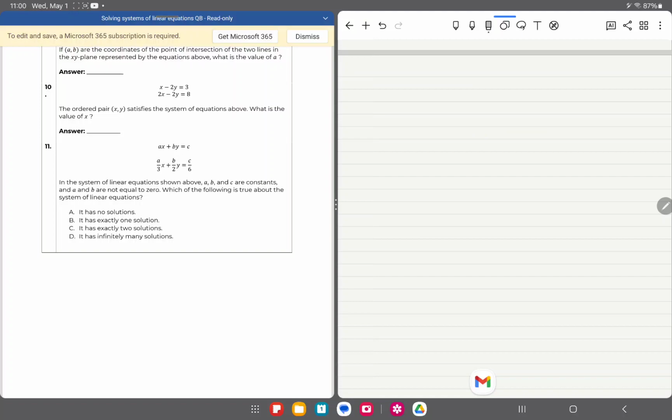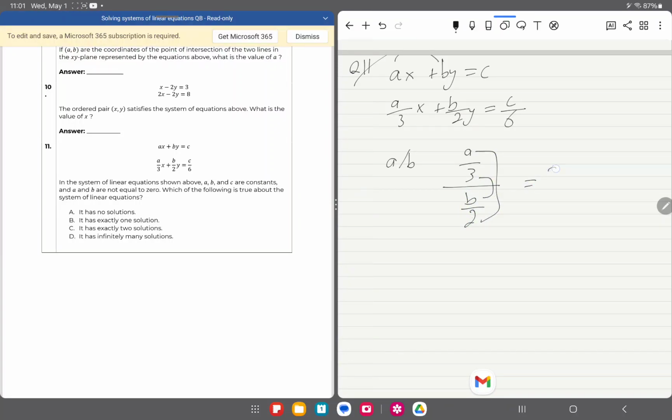Let us take some examples. Let us look at this one, question 11: ax plus by is equal to c, and a over 3 x plus b over 2 y is equal to c over 6. The ratio of the coefficients is a over b versus a over 3 over b over 2, which is 2a over 3b. This one is not the same as this one, so if they're not the same, I only have one solution over here. So b is correct. Okay, let us solve more of these.